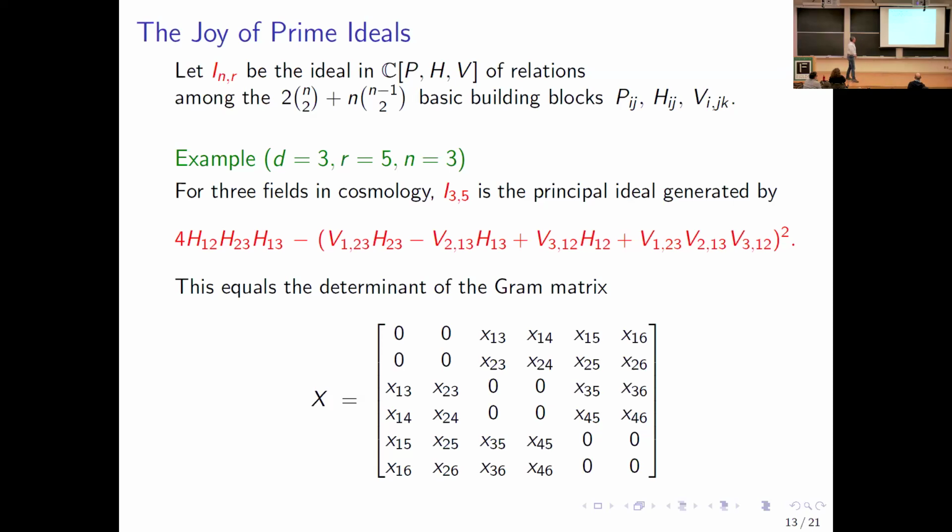So let me write INR for the ideal. Now I make a polynomial ring in variables P, H, and V. So there are this many: I make variables Pij, Hij, Vij, K. Type this into Macaulay 2 with the appropriate grading, and I have this many variables. INR is the ideal of relations among these quantities.